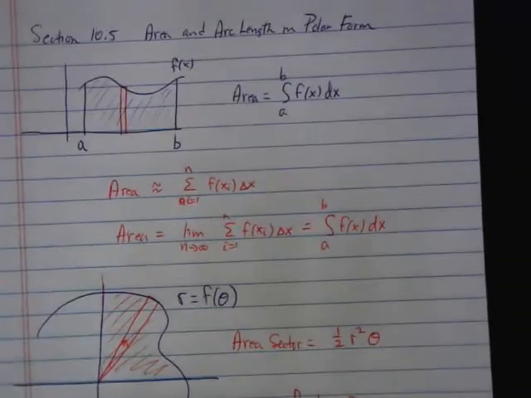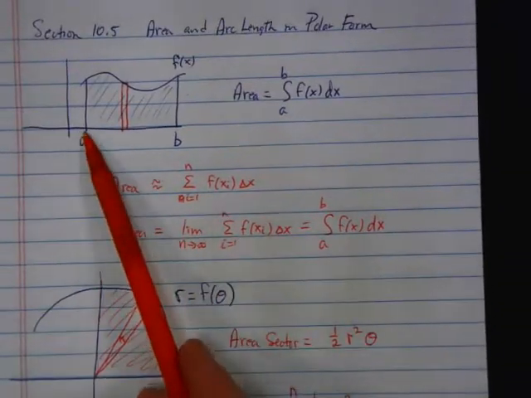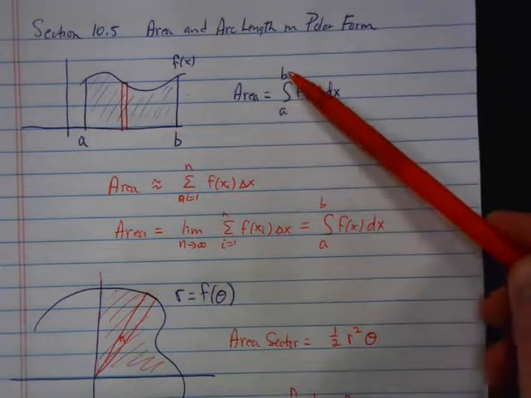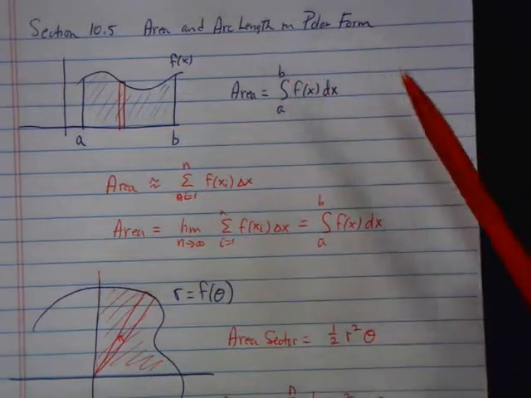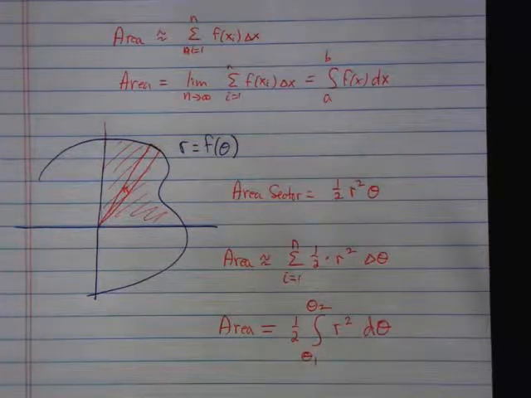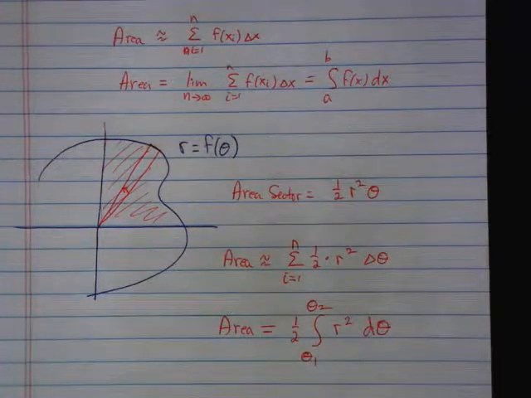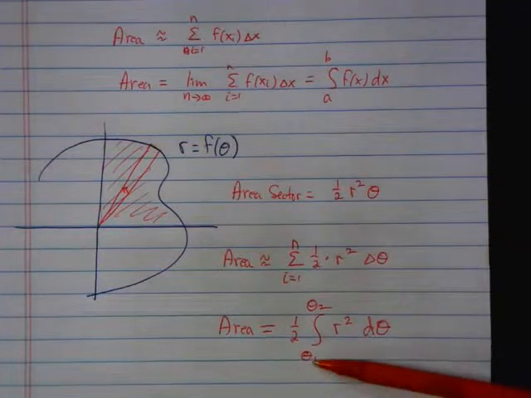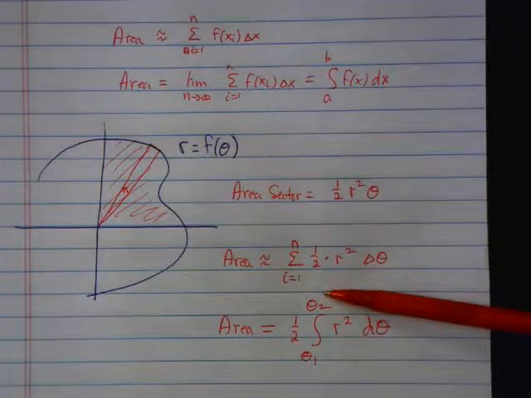Just like in rectangular form, we went from a to b on our integral. It always works counterclockwise. Truthfully, it doesn't matter. We will always set them up counterclockwise, because that means we'll have the smaller number on bottom and the bigger number on top.